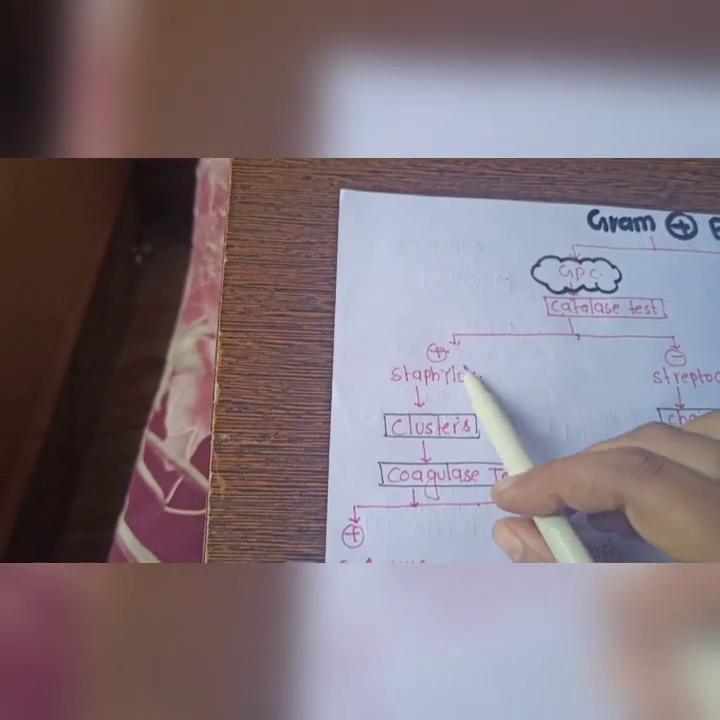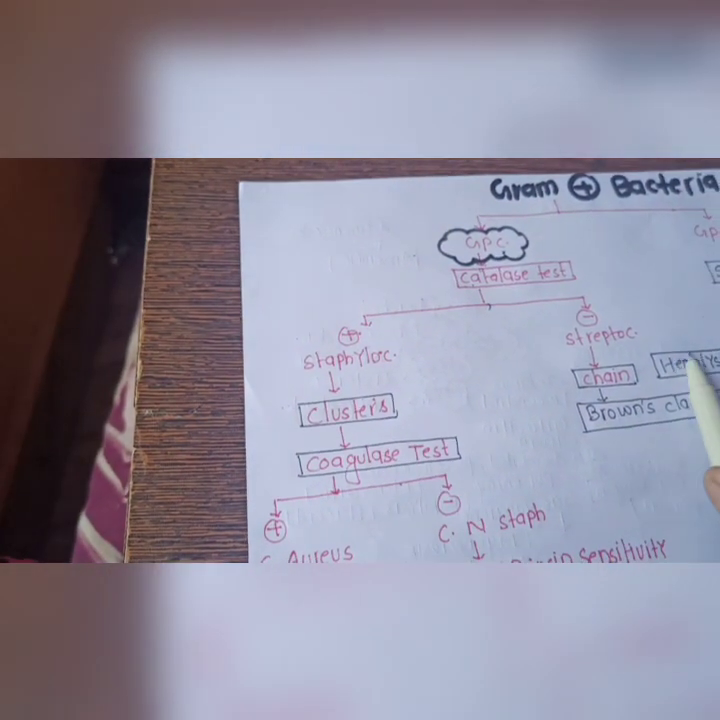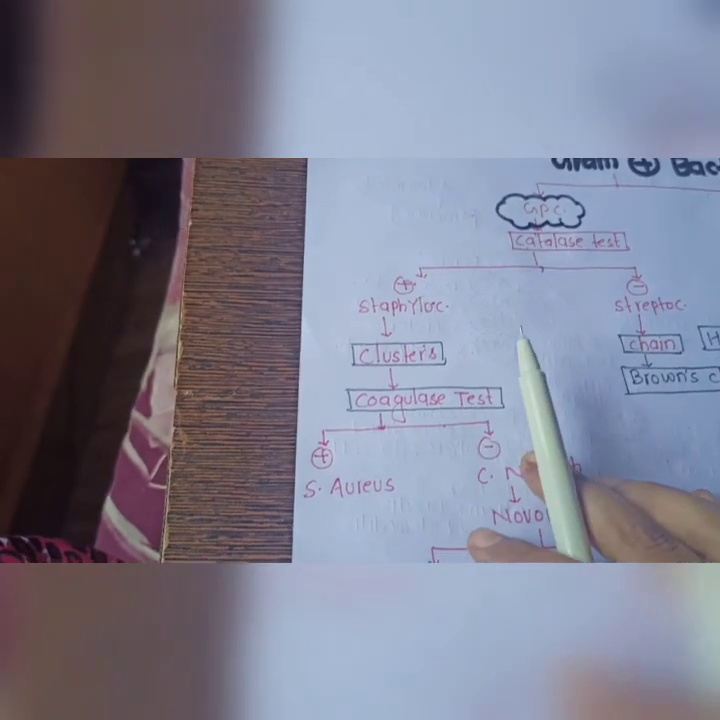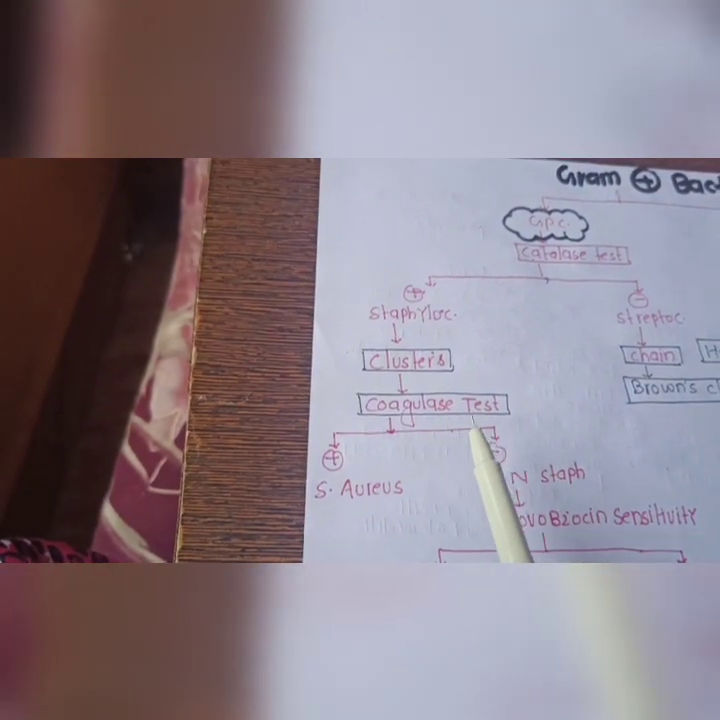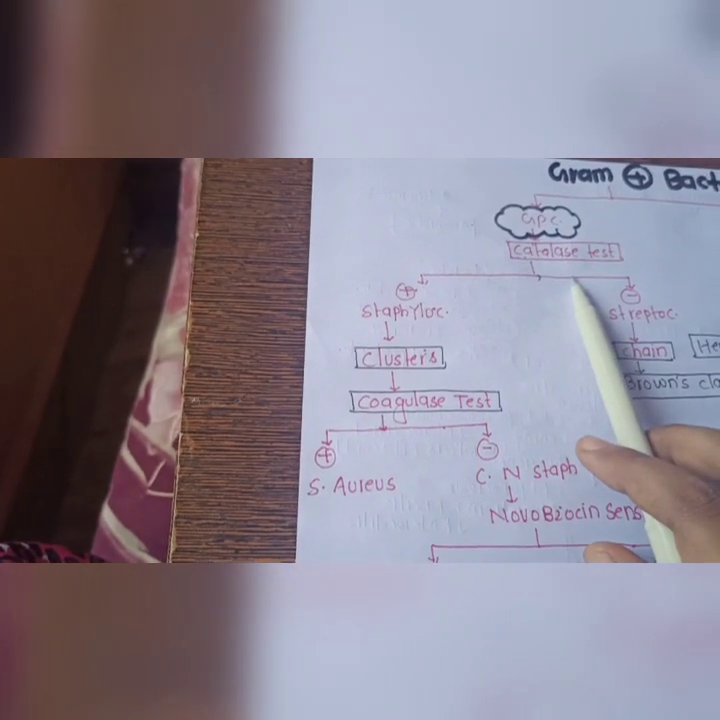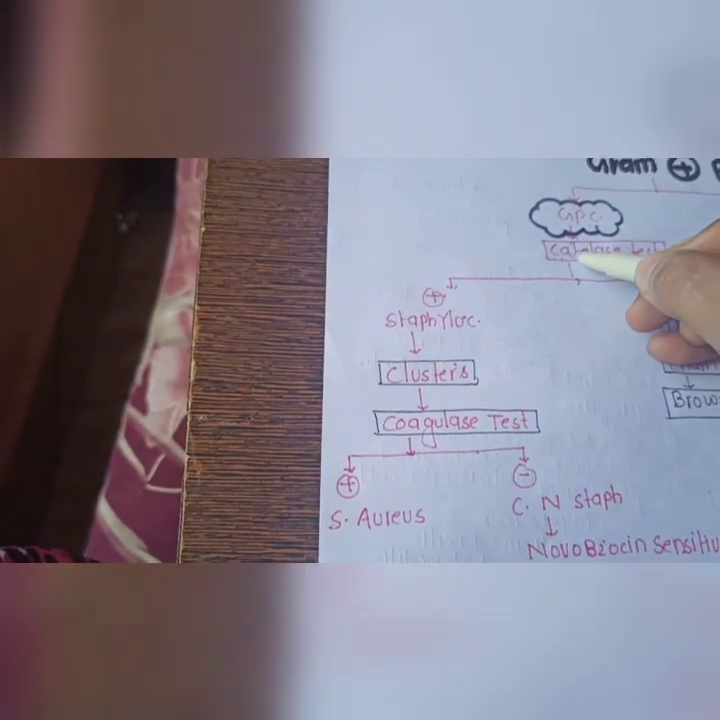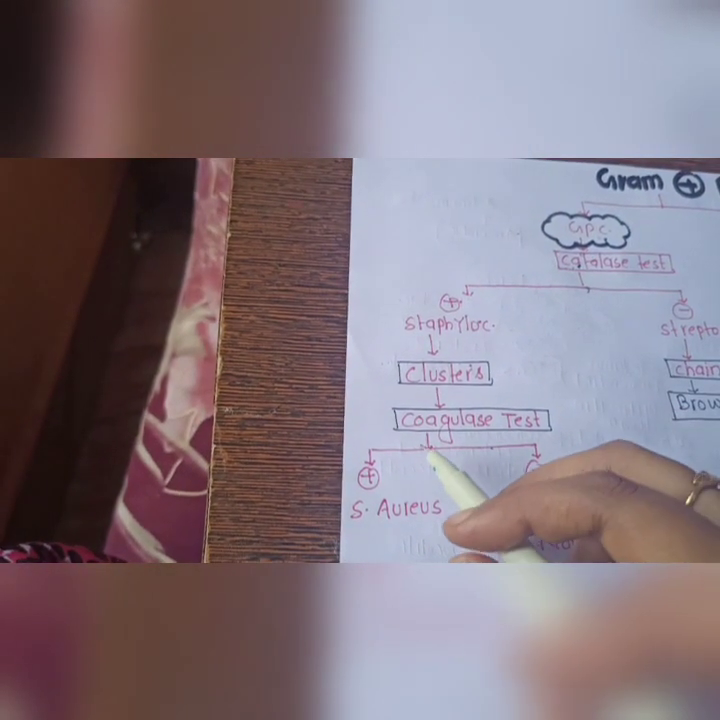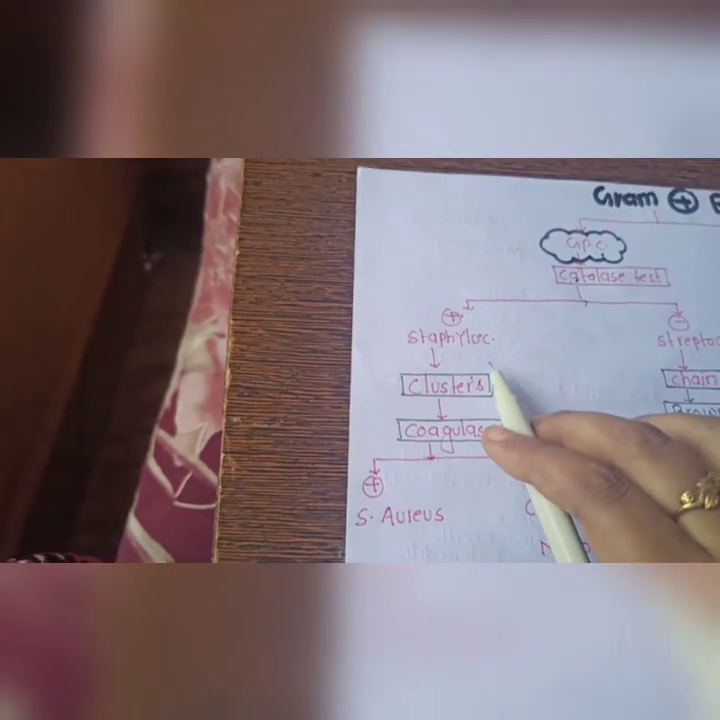Catalase test positive is Staphylococcus, negative is Streptococcus. Staphylococcus is in clusters, Streptococcus in chains. Then continue with Staphylococcus. The second test is the coagulase test. How will you remember which test comes earlier? The catalase test. We go through alphabetical order, C and A, A comes first and O later.